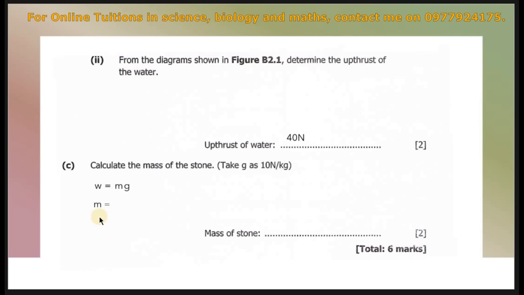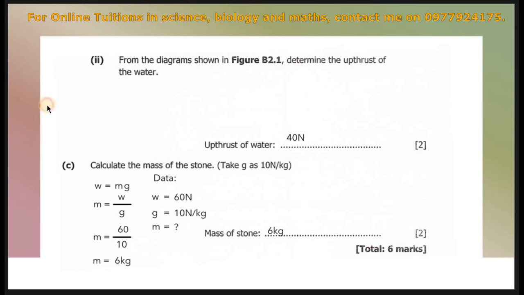Mass is going to be equal to weight over acceleration due to gravity. So you say data: weight, you already found the weight of the stone. When it was in air, it was 60 newton. Then acceleration due to gravity, you have been told it is 10 newton per kg. Then you are looking for mass, which is a question mark. Then you substitute. Mass is equal to 60 divided by 10, which gives you 6 kg. So our mass is 6 kg.